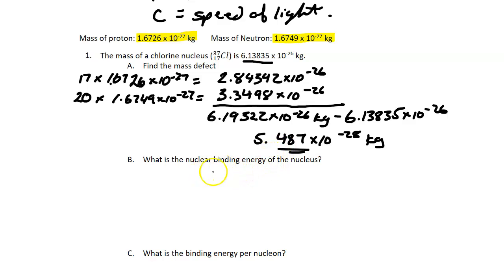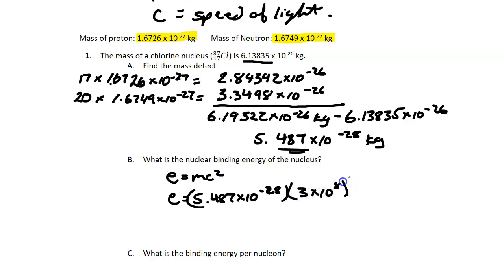So if we want to find out the nuclear binding energy of the nucleus, well, that's E equals mc squared. That's the mass defect times c squared. And this will get you an answer in joules, being the standard units here we're using of kilograms and meters per second. And when you calculate that, you should wind up with 4.9383 times 10 to the negative 11 joules.